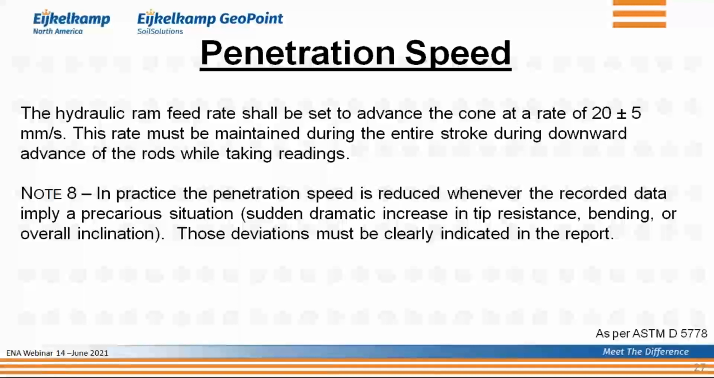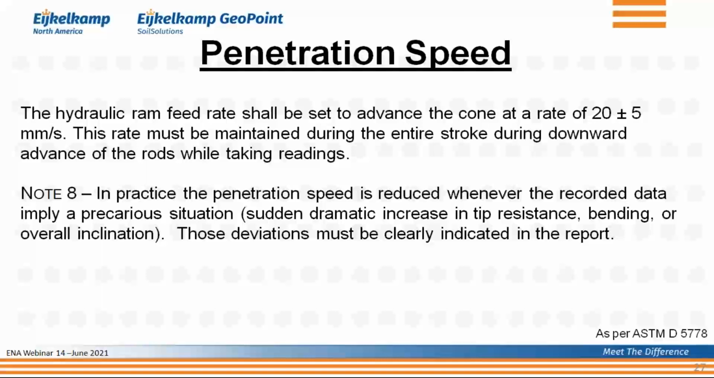The other thing that is important has to do with the penetration speed. You've heard me probably say, if not 14 times, probably even more than that, that when we do CPT, we push the cone into the ground at a speed of 2 centimeters per second, or 0.8 inches per second, and the code gives you an allowance plus or minus 5 millimeters, so that you are somewhere between 15 and 25 millimeters per second, or 0.6 and 1 inch per second.